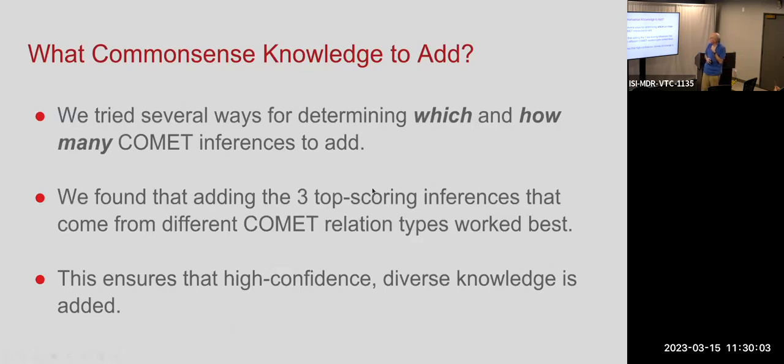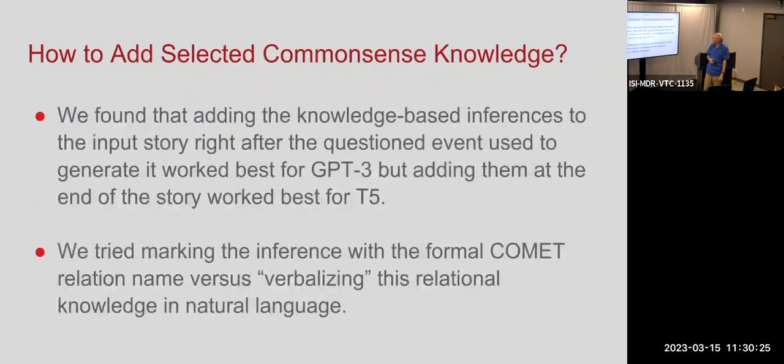We found that adding the 3 top scoring inferences from COMET that come from different relations worked well to give it some diversity. You pick the top 3, but you don't put them all in the same relation from COMET. You try different relations to give more diversity in the inferences. That ensures that high confidence, diverse knowledge is added. And we played a lot of games, with details of the ways we tried to figure out which and how many to add from COMET.